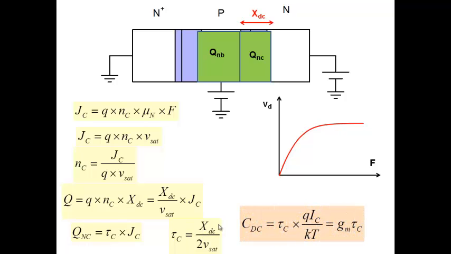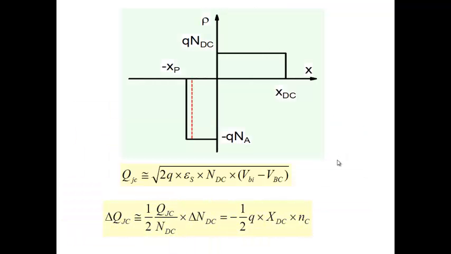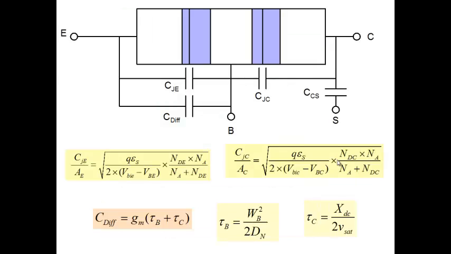But the point is that I have a charge here which changes with collector current, and therefore I have a capacitance. Capacitance is nothing but change in charge with voltage here. So I have another capacitance which is equal to Gm times tau C. So my total, what is showing? Okay, I'll skip this and show you later on. So this is what is happening now.